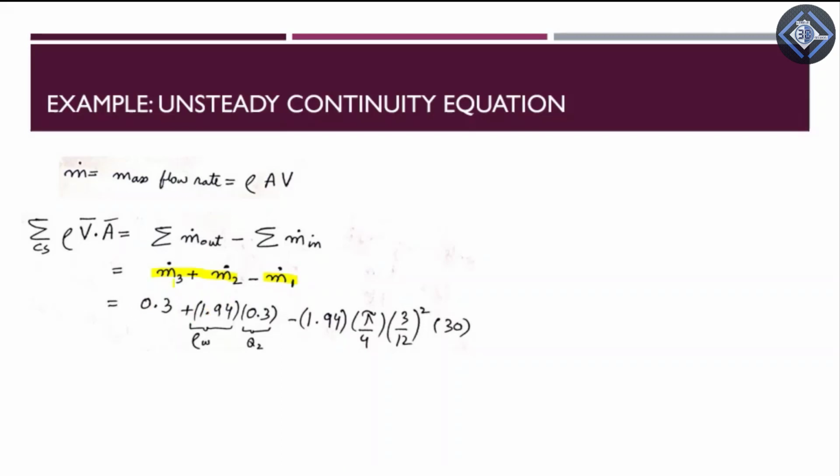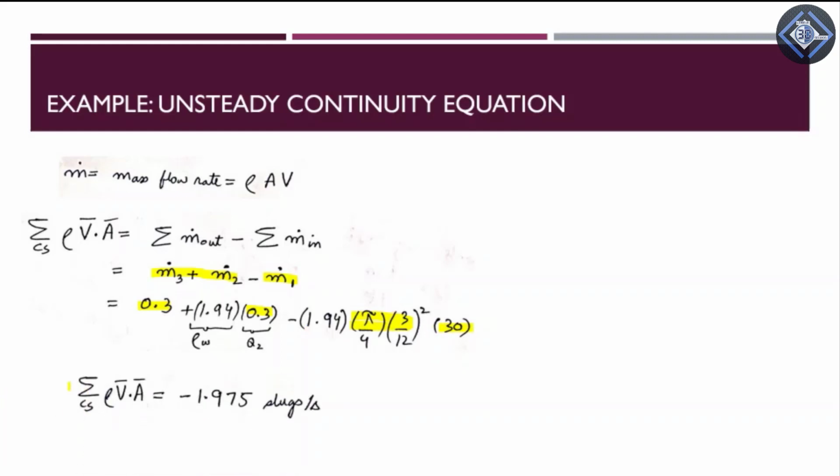We know m dot 3, which is 0.3 per second. At section 2 we know the volumetric flow rate Q, which is 0.3 feet cubed per second. We multiply it with the density of water, 1.94 in the British gravitational system, and this gives us m dot 2, the mass flow rate at section 2. To find the mass flow rate at section 1, the inlet, we multiply density with the cross-sectional area of the section and with velocity. This will give us the mass flow rate.